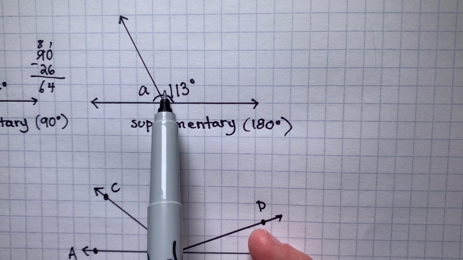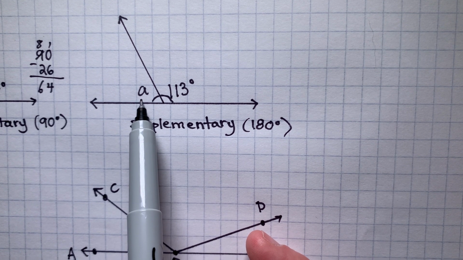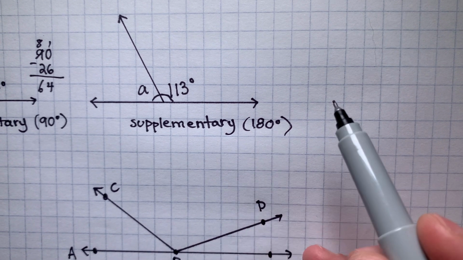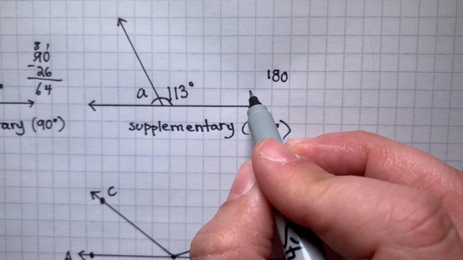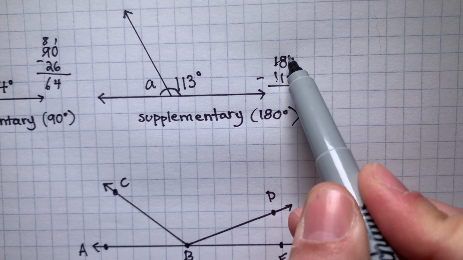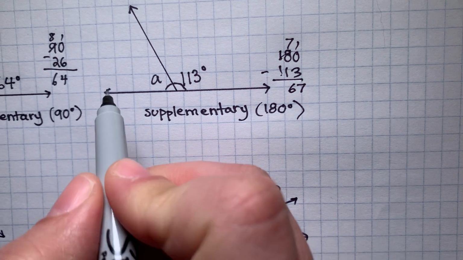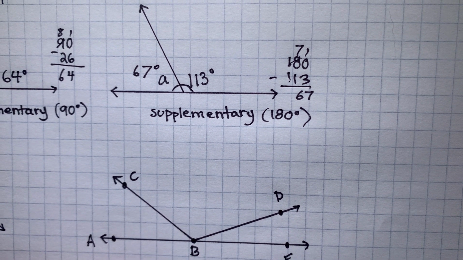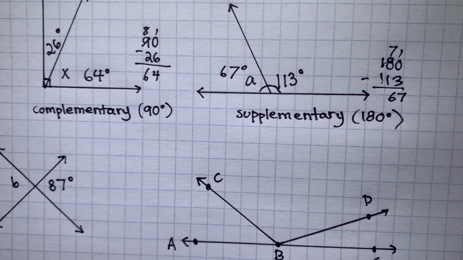So if I have 113 degrees here, I need to figure out what I would add to that to get to 180. So 113 plus A equals 180. To solve this, I'm going to subtract 180 minus 113. And I'm going to borrow, 67 degrees. So angle A is 67 degrees. All right, so we've got complementary, 90 degrees, supplementary, 180 degrees.